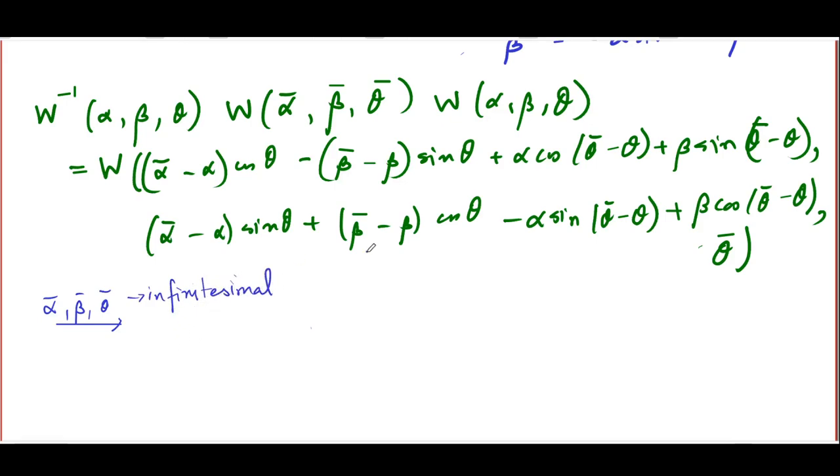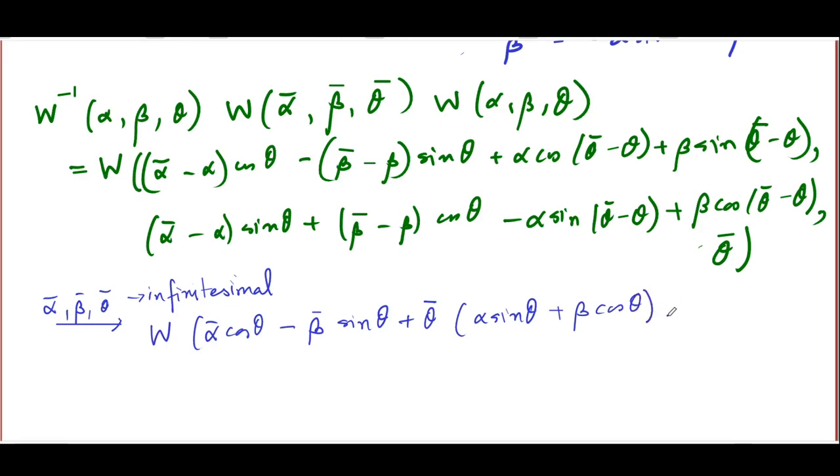Under this situation, this rather complicated looking expression on the right hand side reduces to something slightly simpler, but a lot simpler. It becomes W alpha bar cosine theta minus beta bar sine theta plus theta bar into alpha sine theta plus beta cos theta. Once again, I am omitting the details of this calculation, which is pretty straightforward and trivial. You can do it yourselves. That is, of course, the first argument. The second argument becomes alpha bar sine theta plus beta bar cosine theta plus theta bar into minus alpha cosine theta plus beta sine theta.